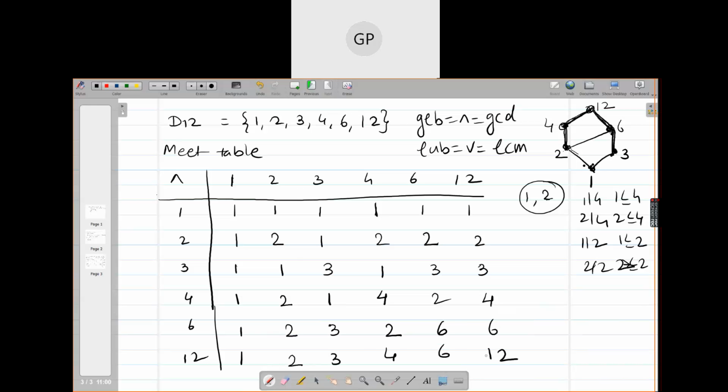Okay. So this is a symmetric matrix. Is it a symmetric matrix? First row is same as first column. Second row is same as second column. Because meet is commutative.